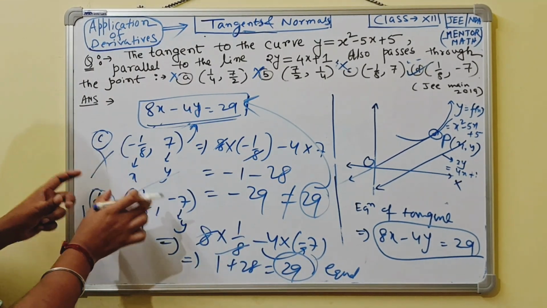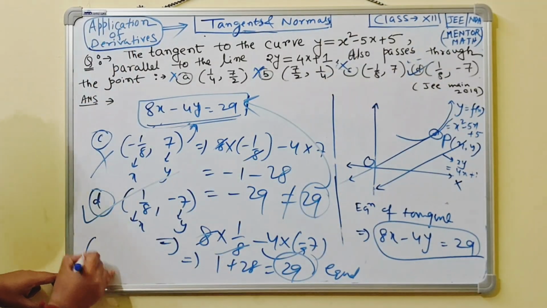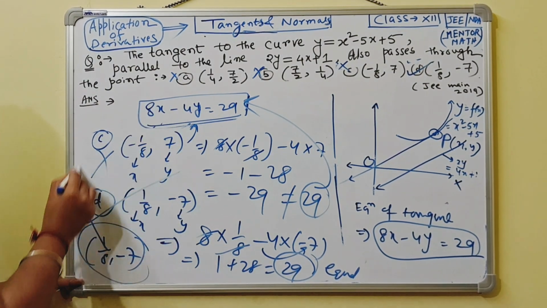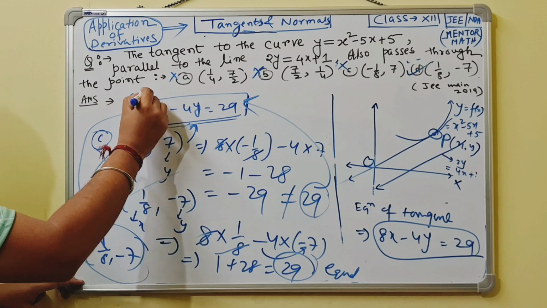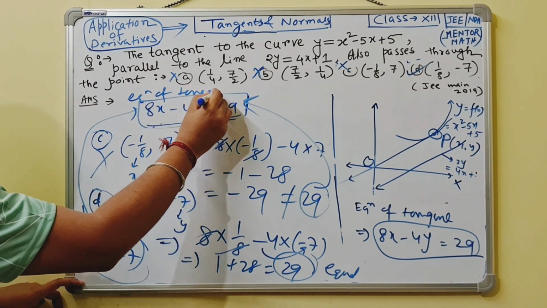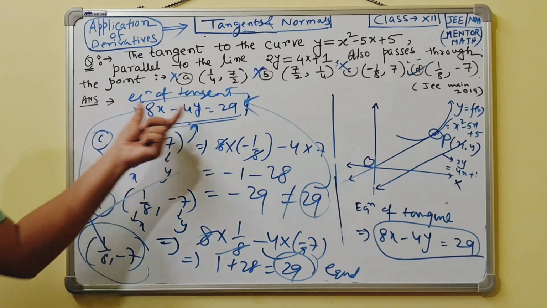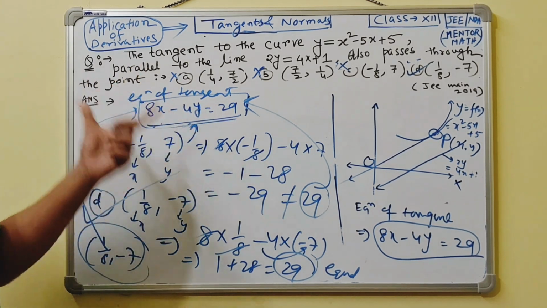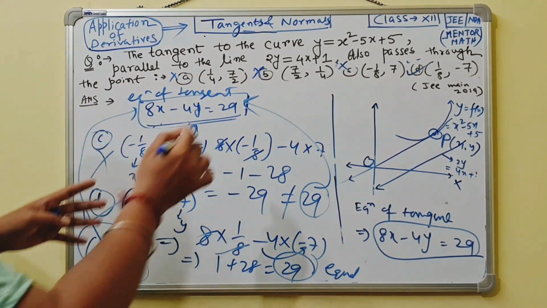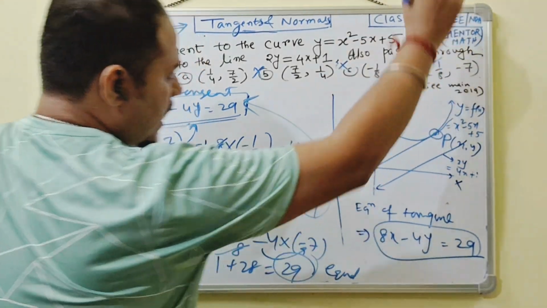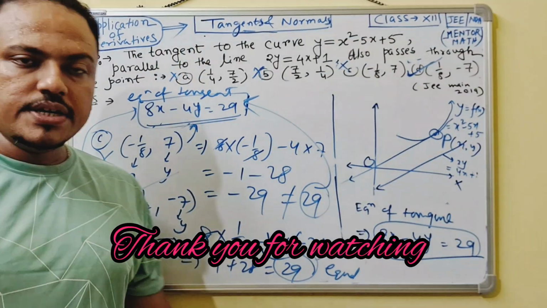So this point, 1 by 8 comma minus 7, satisfies this equation of tangent line. That means obviously this point lies on the tangent line. Okay, so that is our requirement, passing through that point 1 by 8 comma minus 7. This is your correct option. Okay, student, thank you.